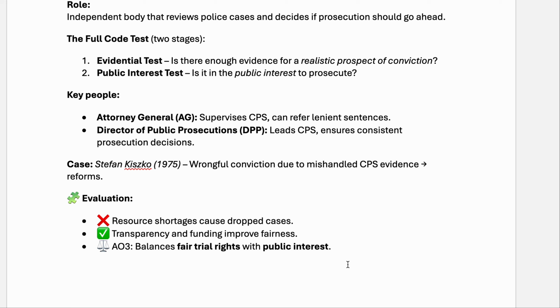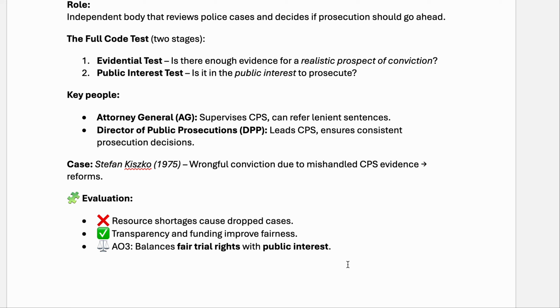There is one very important cautionary case here, and this is of Stefan Kisko from 1975. It's a very tragic case where mishandled evidence by the CPS led to a really terrible miscarriage of justice. Now, this prompted a lot of reforms, proving that everyone, even legal professionals, can make mistakes. In terms of evaluation then of the CPS, well, the CPS sometimes gets stick for inconsistent decisions and not enough funding, which can mean that cases get dropped or that there are long delays before they come to court.